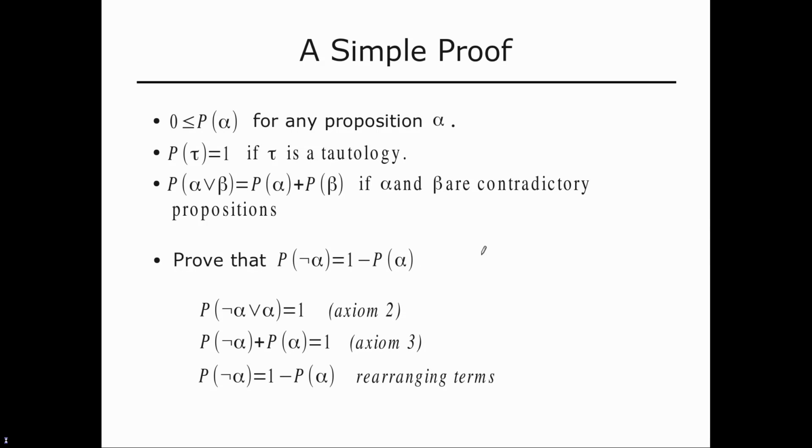If it's 80% likely that I'm going to win the lottery tomorrow, then it's 20% likely that I'm not going to win the lottery tomorrow. So this is something that we would all accept. And it follows from the axioms, right?